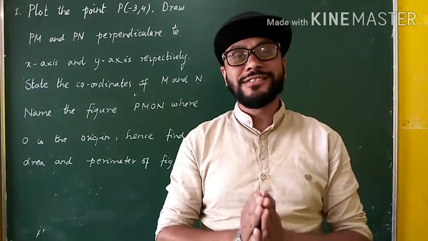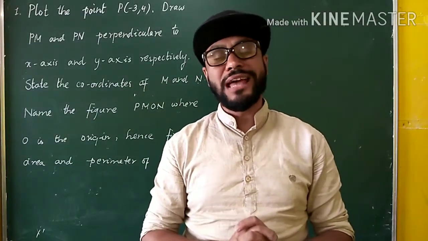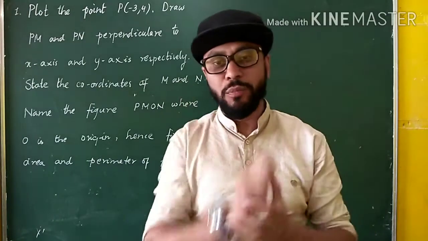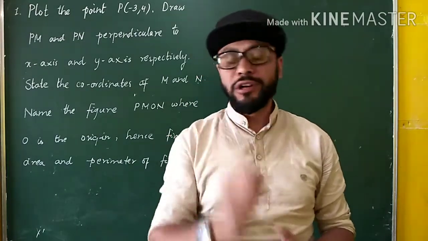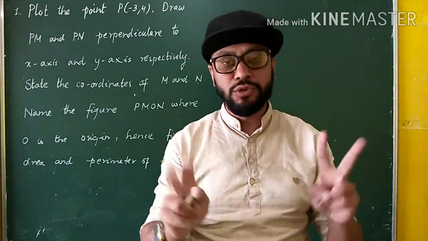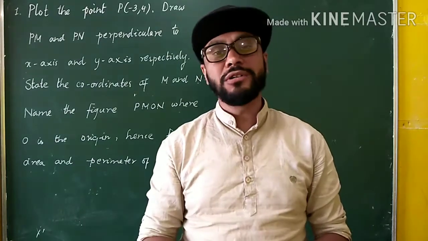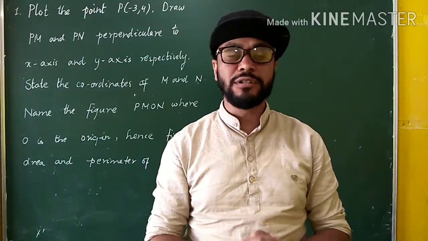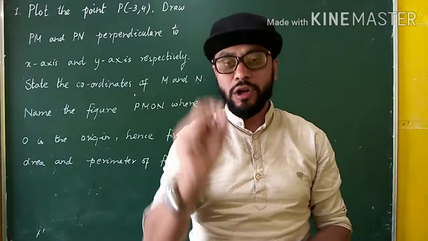Hello guys, this is the second video on coordinate geometry and today we're going to be focusing on two important things. Number one, plotting of points on the graph paper, and number two, finding the area and perimeter of the figures that are formed after joining all the points on the graph paper.